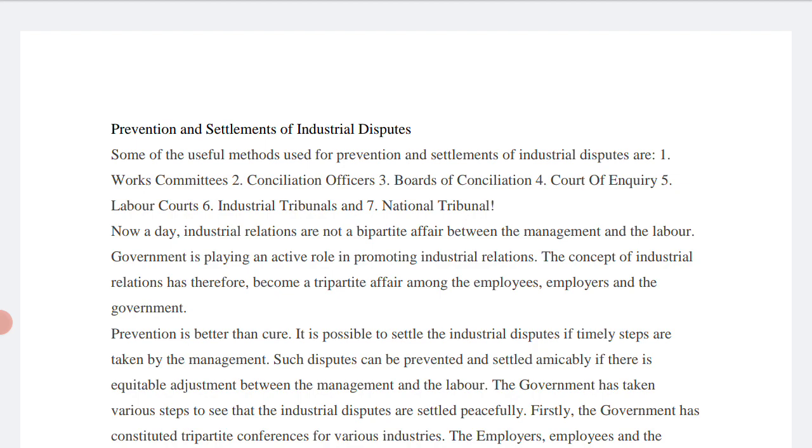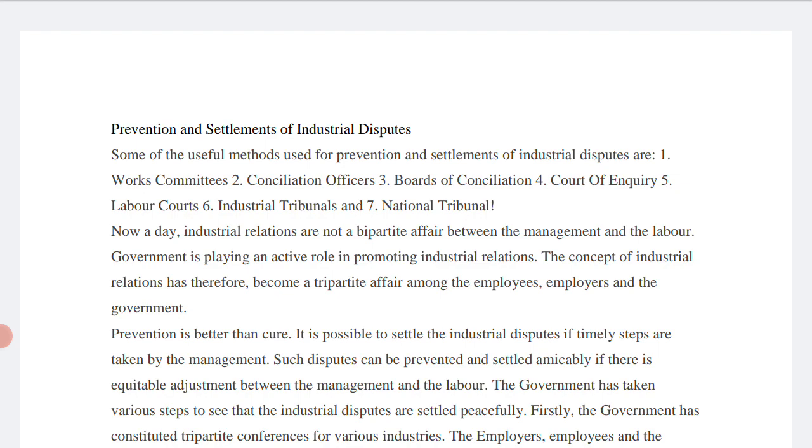We have discussed these types of industrial conflict in the last lecture. Now, prevention and settlement of industrial disputes. See, if an industrial dispute is carried on for a long period of time, it is not good for the organization's survival. The organization cannot survive if the environment is like that.